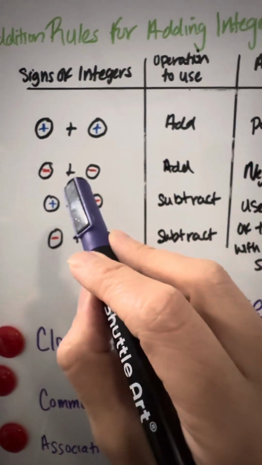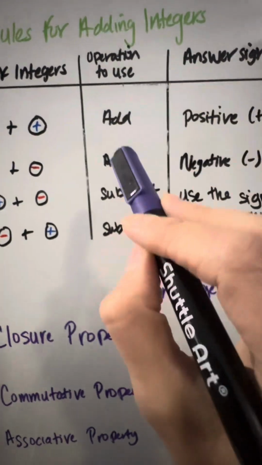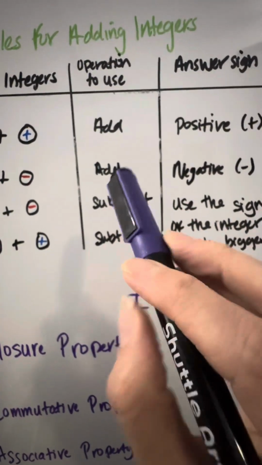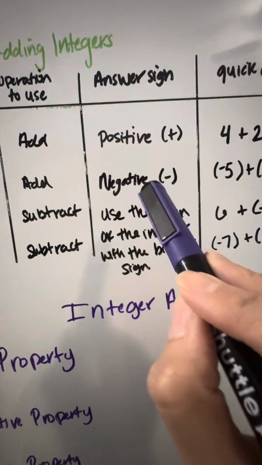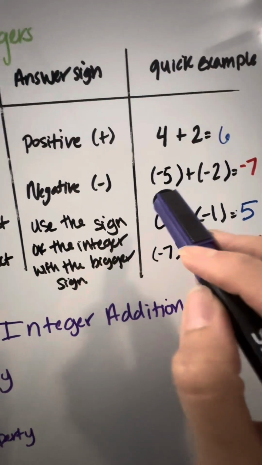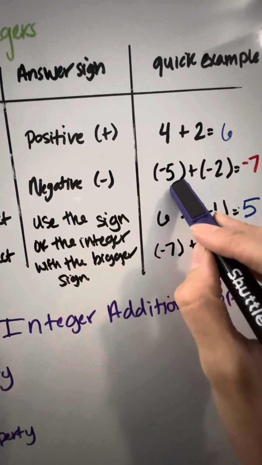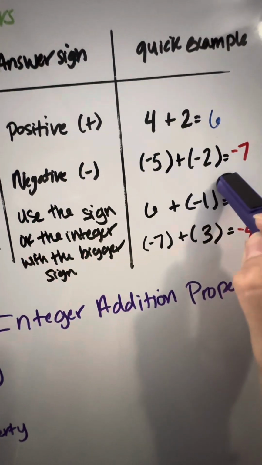Next, we have a negative plus a negative. You're gonna add for the operation. The answer sign will be a negative. Then, for a quick example, -5 plus -2 equals -7.